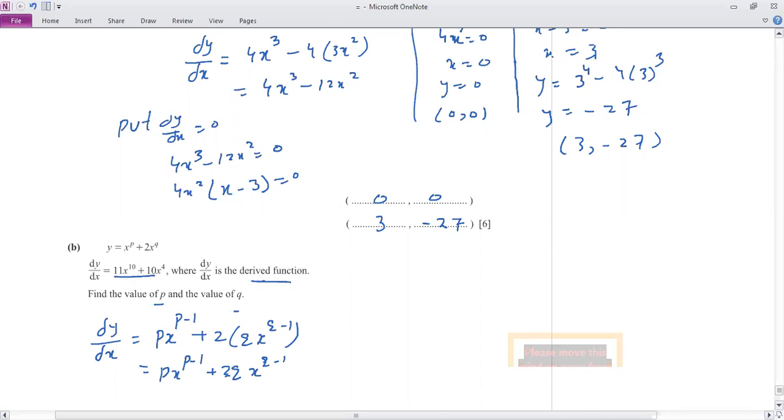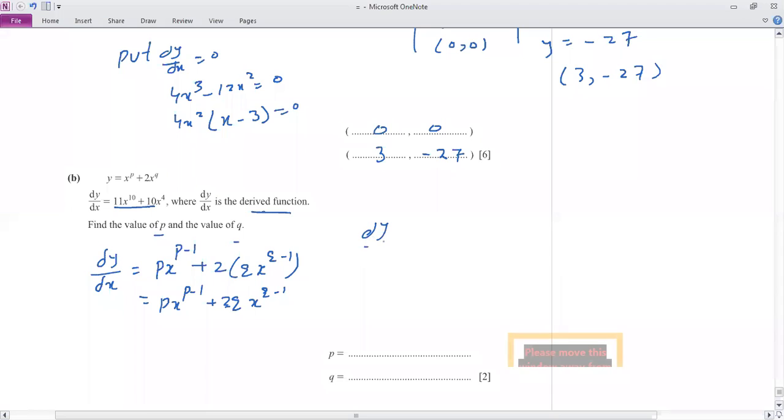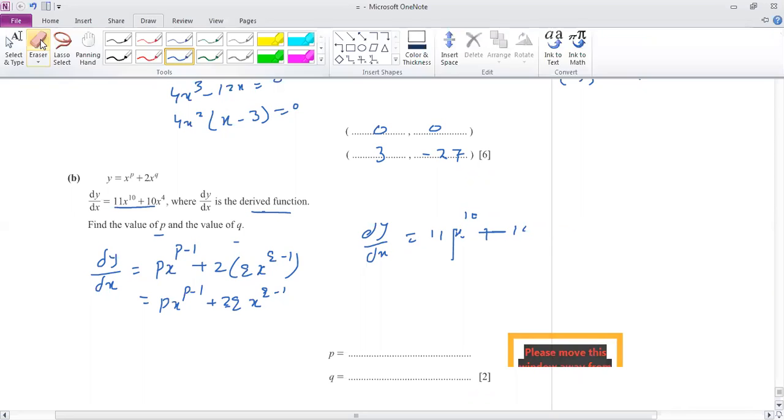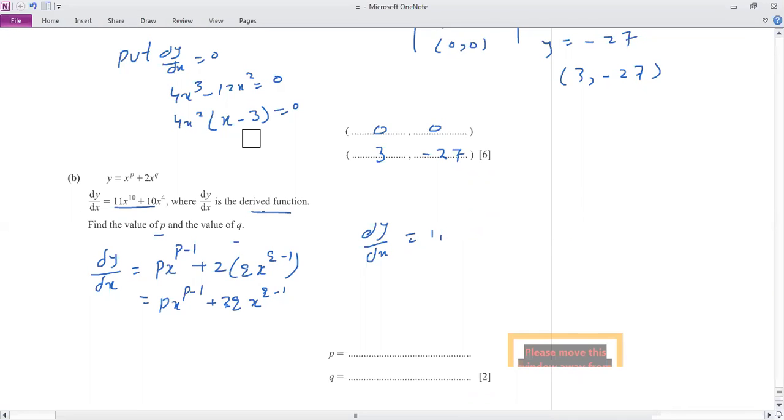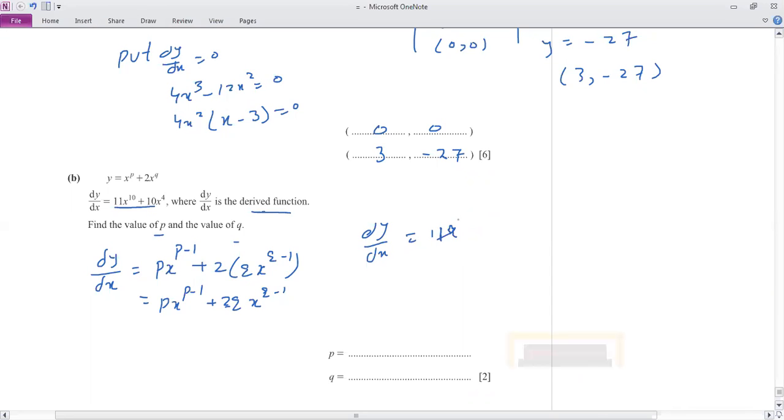Now, if you compare both of these, what will you say about them? Given dy over dx is 11 x power 10 plus 10 x power 4.